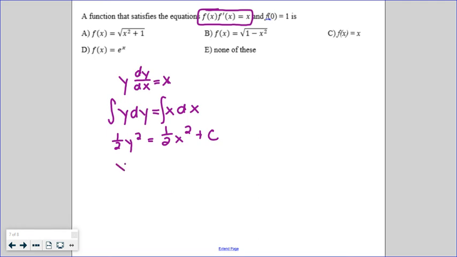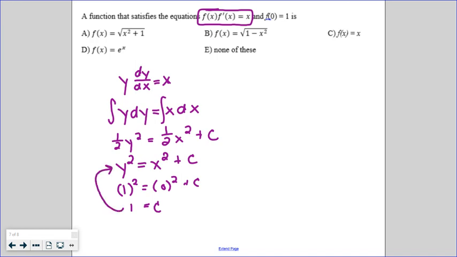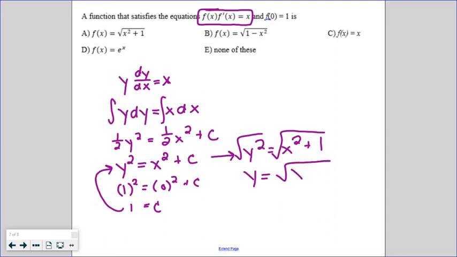They do give us an initial condition that our function equals 1 when x is 0. I'm going to multiply by 2 here just to get rid of that fraction. And then we can solve for c by plugging in our initial conditions. Our function equals 1 when x equals 0, which means the constant is 1. Plugging that back into our equation, we get y squared equals x squared plus 1. Solving for y, I get y equals the square root of x squared plus 1, and comparing that to our options up here, that would be option A.